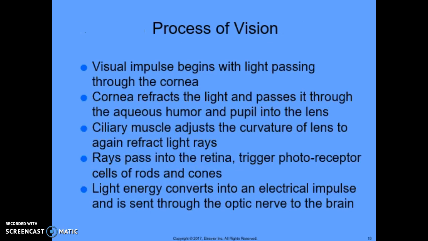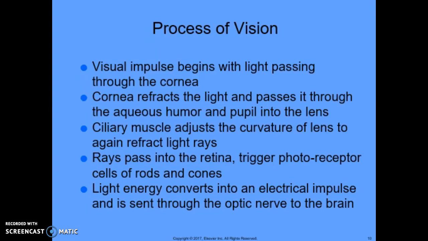Let's look at the process of vision. What occurs in the brain when an electrical impulse is received? Let's talk about that first. So the impulse is received in the visual cortex of the occipital lobe of the brain and is interpreted, and a picture is created.